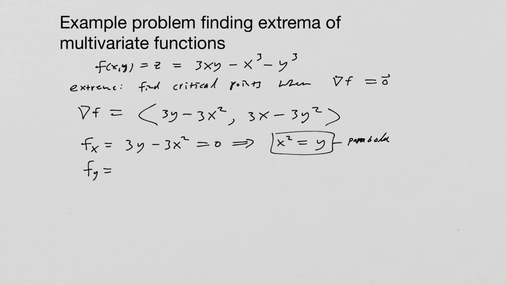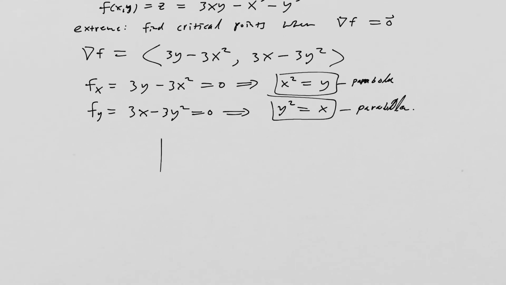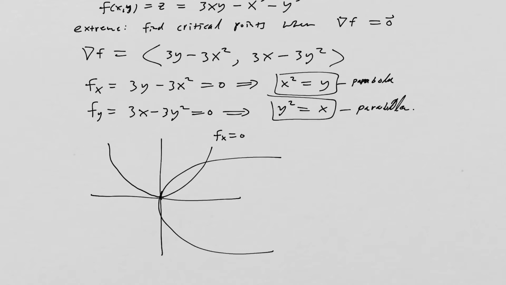Now if we look at fy, we can find a similar phenomenon. What we find here is that y squared is equal to x. That's another parabola. All right, let's plot these two parabolas on a graph. There's the first parabola like that, so that's fx. All those points have fx equals 0. Likewise, this is going to be the sideways parabola, fy is equal to 0.